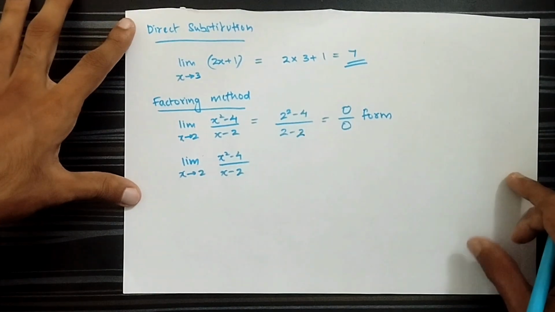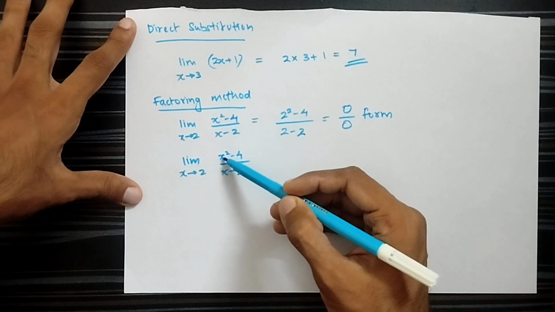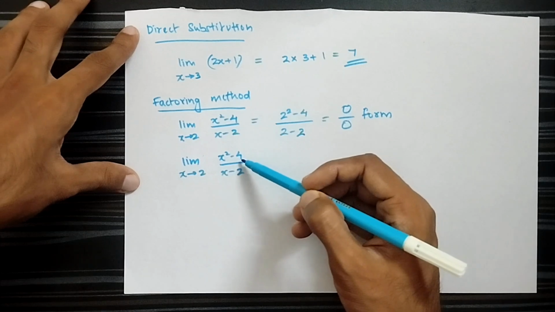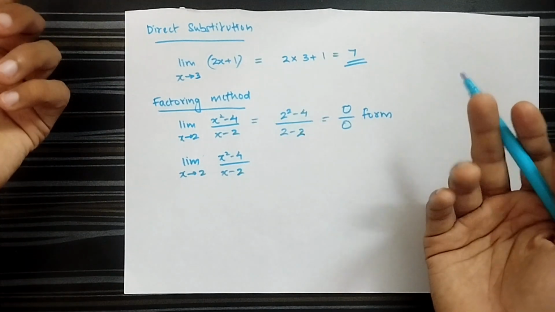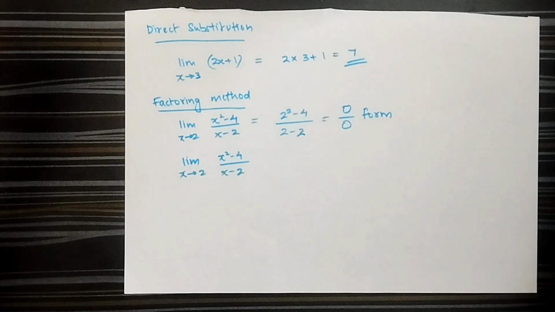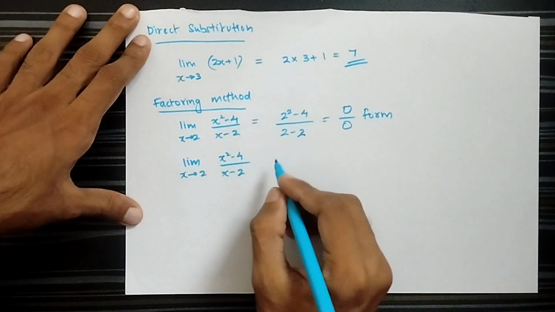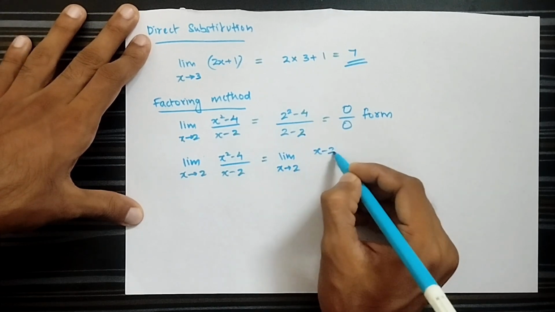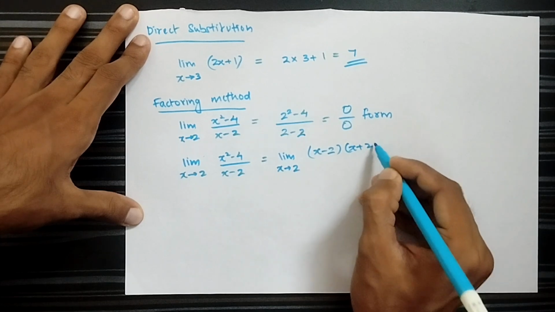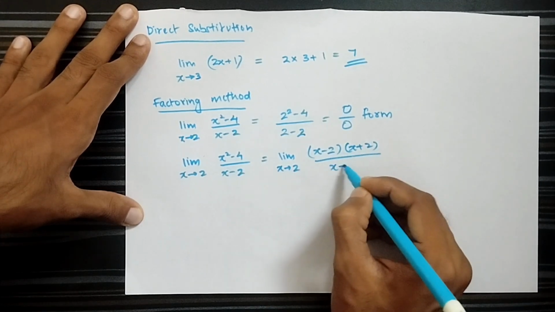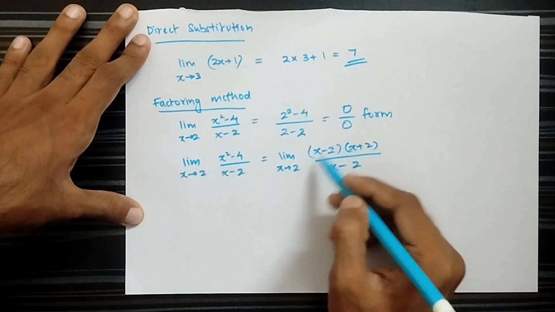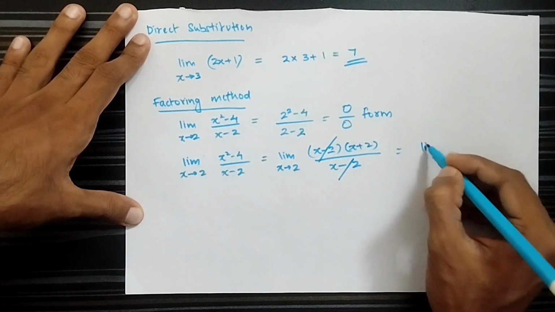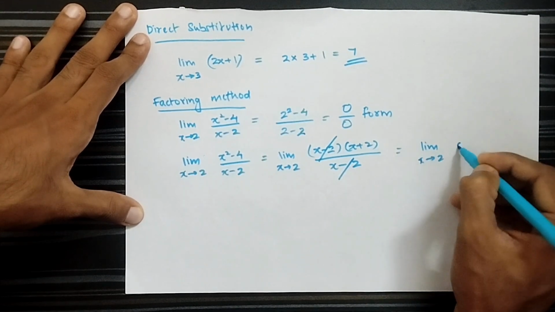So what type of factoring can we do? We see that this is x square minus 4. What is 4? 4 is 2 square. So we see this is x square minus 2 square, or a square minus b square. What is a square minus b square? A square minus b square is equal to a minus b into a plus b. So we can rewrite in the form limit x tends to 2, x minus 2 times x plus 2, over the denominator. Now we can see these two perfectly cancel out each other. So we can cancel these two out and end up with the result limit x tends to 2, x plus 2.